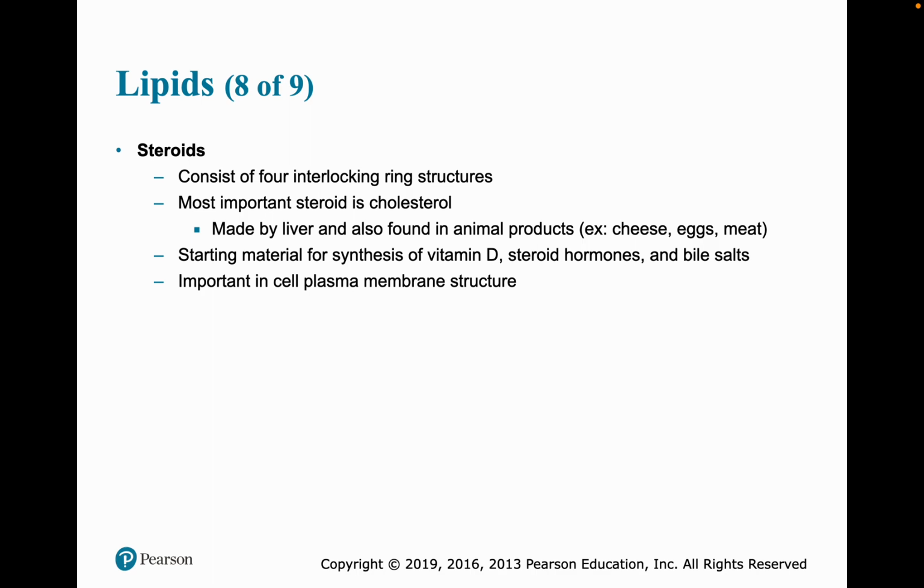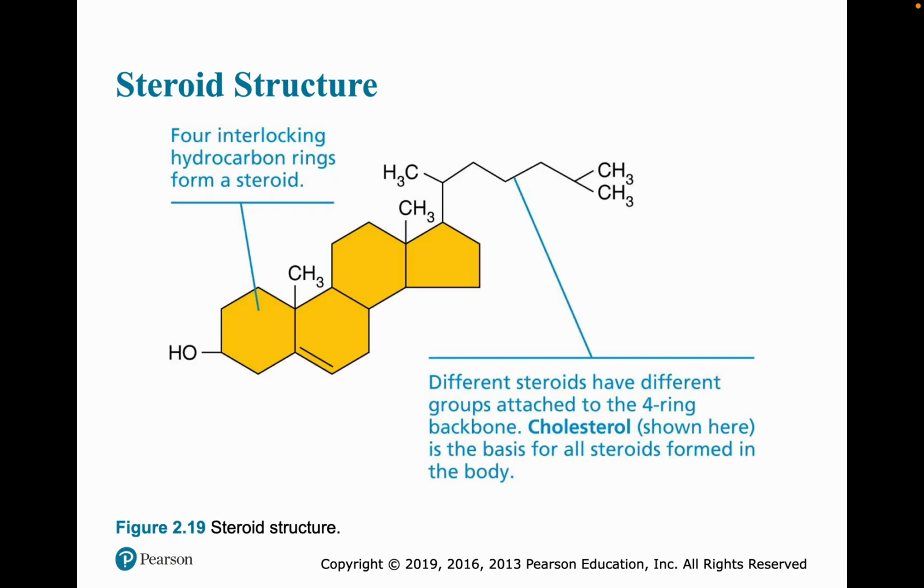Another class of lipids that becomes important for us later on are the steroids. They are 4 interlocking ring structures, the most important of which is cholesterol. Cholesterol is made by the liver. It's also found in animal products. It's a starting material to synthesize vitamin D, the steroid hormones, and bile salts. And cholesterol is a very important component of plasma membranes. There's our structure, the 4 interlocking carbon rings, and different steroids have a different attachment to that. This one happens to be cholesterol.